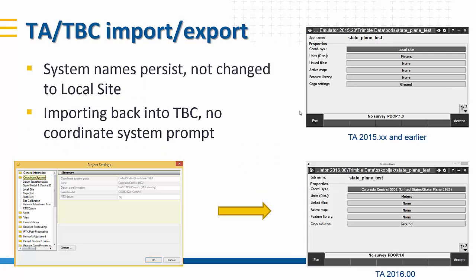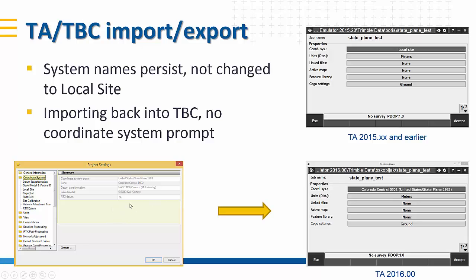On the Trimble Access and TBC import-export, we've done some improvements in Trimble Access version 2016.00. As you can see here in the project settings of TBC, if you have a state plane coordinate system, you export via JXL to Trimble Access. The first thing Trimble Access prompts you is to put in the project height, and once you put in that project height, the older versions of Trimble Access would treat that as a local site, which then again, when you bring that project back into TBC, you get a message about whether you want to keep the Trimble Access or TBC system. So now that has been resolved.